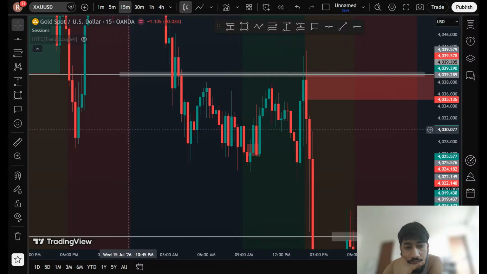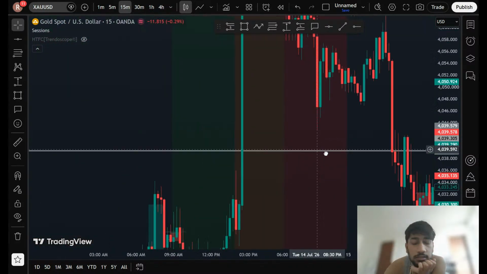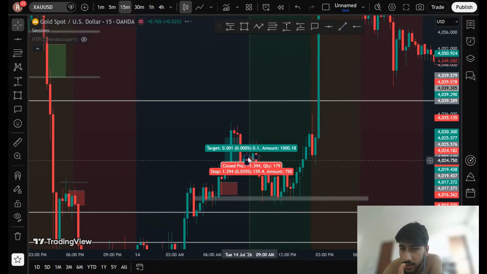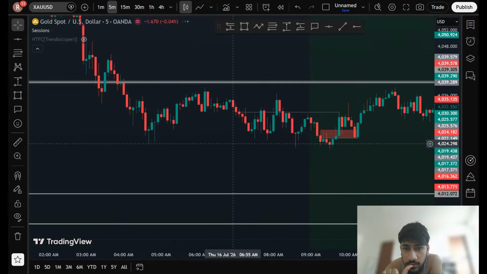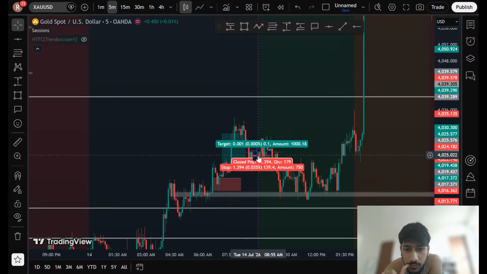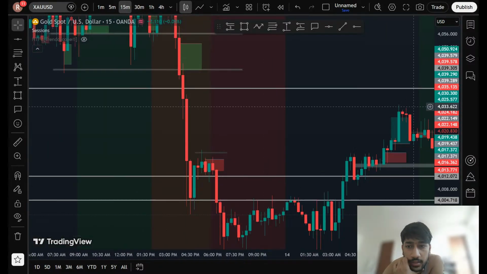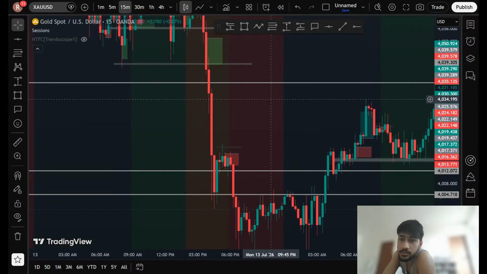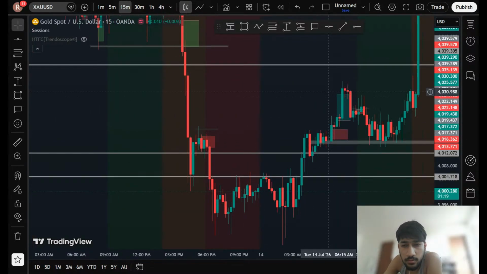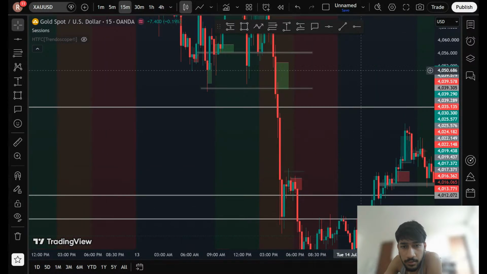Good loss, good loss. I had a loss because we had a rejection on the 5 minute over here. Even though we had support, the candle was heavy at resistance. 15 minute, good one, bad one.